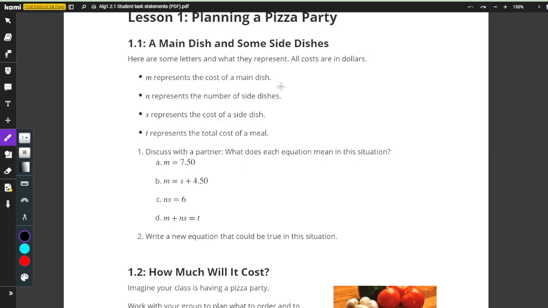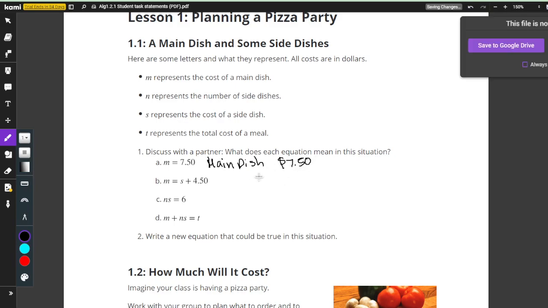M represents the cost of the main dish. So M is basically $7.50. So this M is the main dish, and it's going to cost us $7.50. Okay, so that's what we're writing. We're saying that M represents the main dish at $7.50.